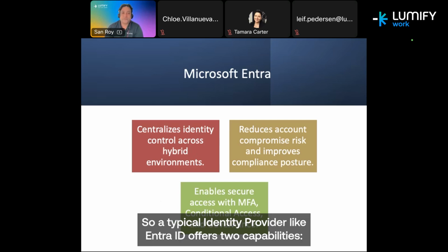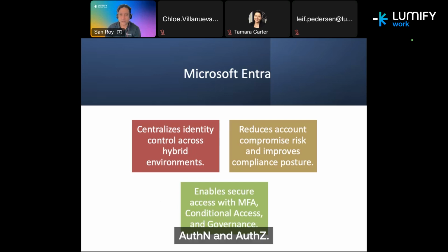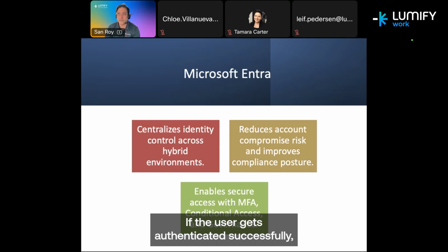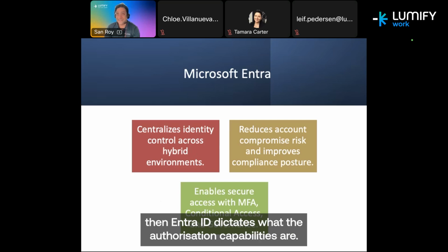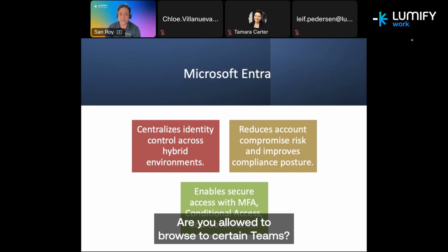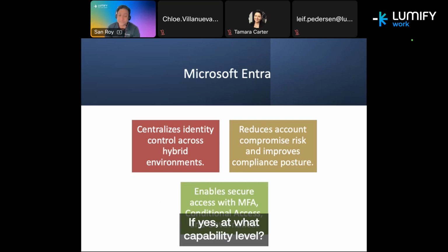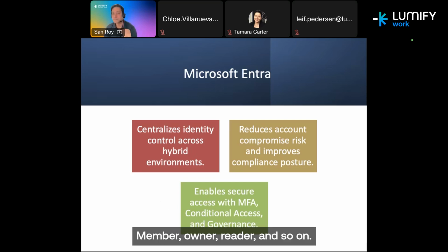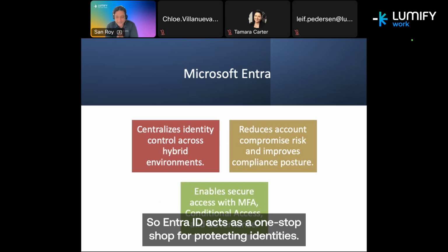So a typical identity provider like Entra ID offers two capabilities, AuthN and AuthZ. AuthN is the authentication and AuthZ is the authorization. So Entra ID first of all authenticates. If the user gets authenticated successfully, then Entra ID dictates what are the authorization capabilities. Are you allowed to browse to certain Teams? Are you allowed to browse to certain SharePoint sites? If yes, at what capability level? Member, owner, reader, whatnot.